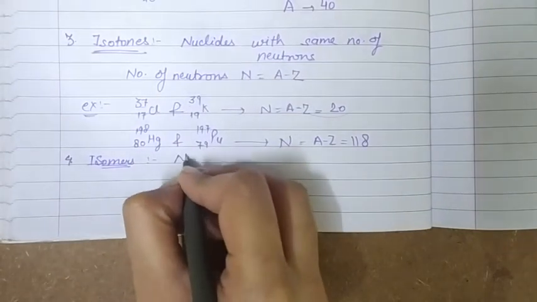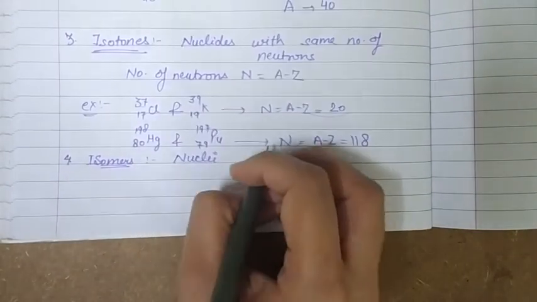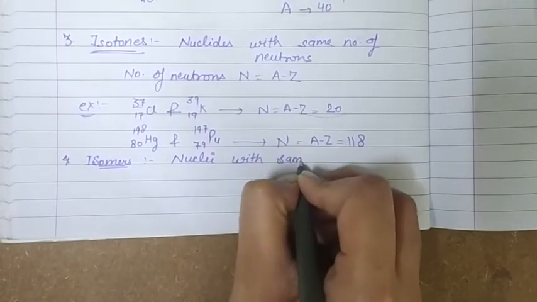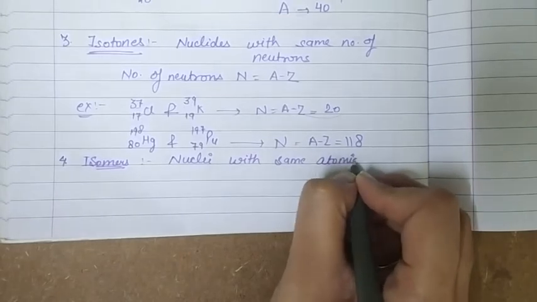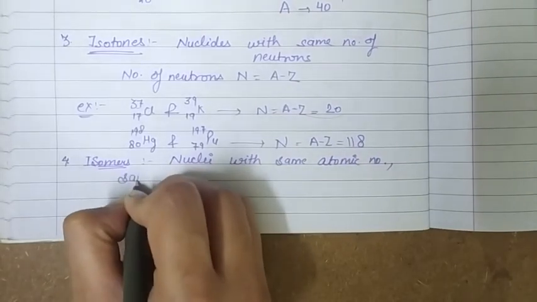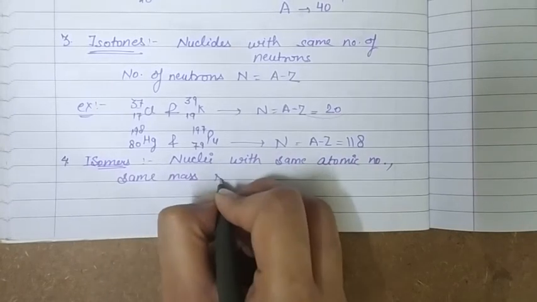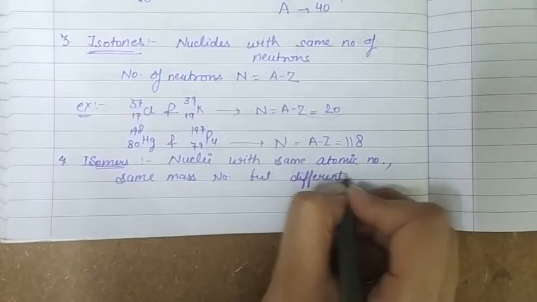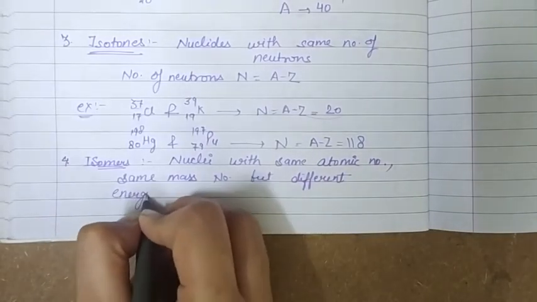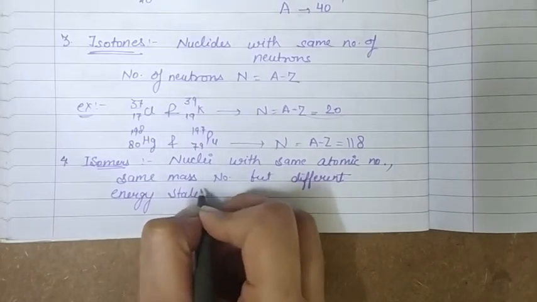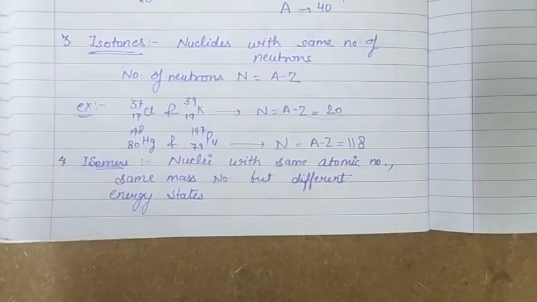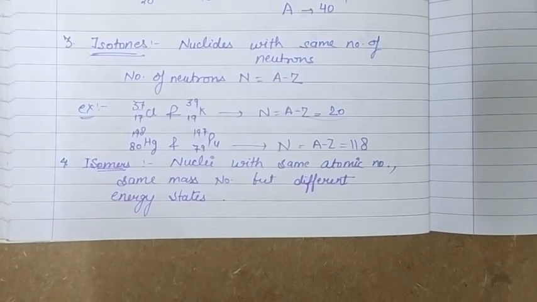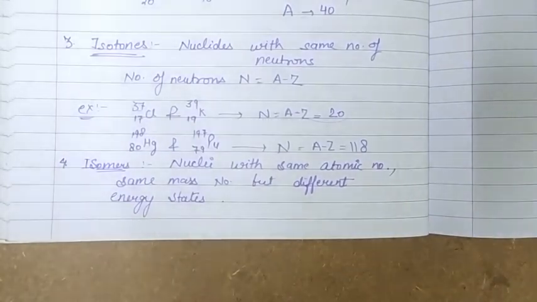So nuclei with the same atomic number, same mass number, but different energy states, meaning those atoms exist in different energy states, are called isomers. So a nucleus in its ground state and an identical nucleus in its excited state are called isomers.